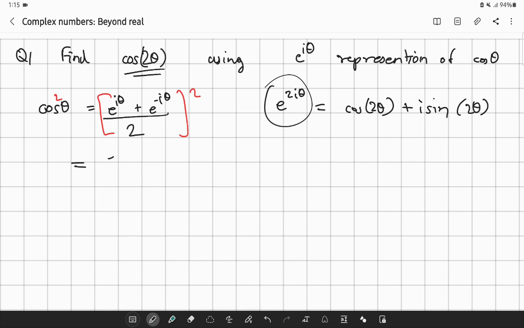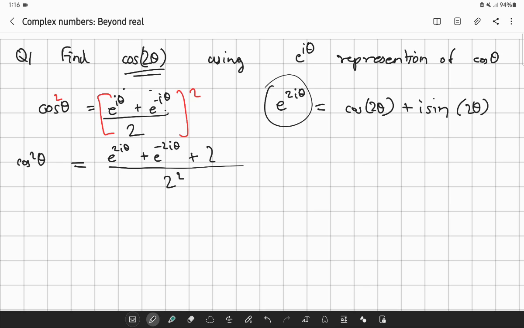Simple, we'll get e raised to 2 i theta plus e raised to minus 2 i theta plus 2 times this, but you know these are conjugates of each other, so I'll have e raised to 0, and e raised to 0 is nothing but 1, and this entire thing divided by 2 squared. This is cosine squared theta. Now if I simplify this, what will I get?